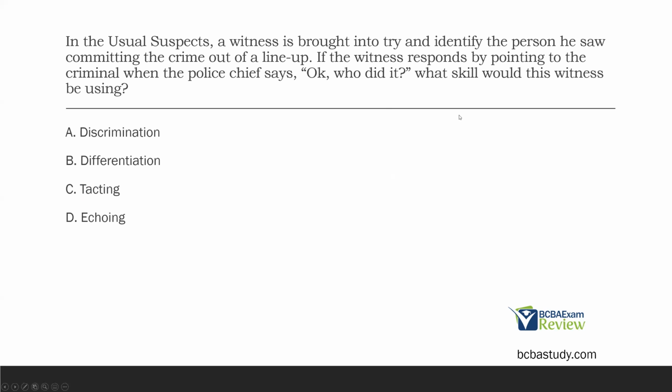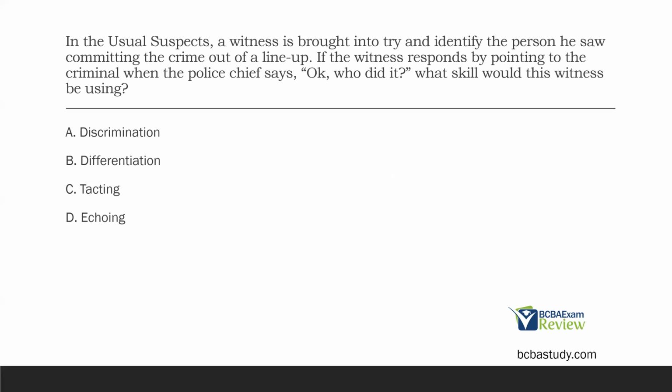And in order to do that, what do they need to do? Do they need to discriminate? Yes, right? What is discrimination in applied behavior analysis? It's simply telling the difference between two stimuli. And in order to identify the correct criminal, this witness is going to need to be able to discriminate between several different people. Now, what about response differentiation? What is response differentiation? The easy way to remember the difference between discrimination and differentiation.